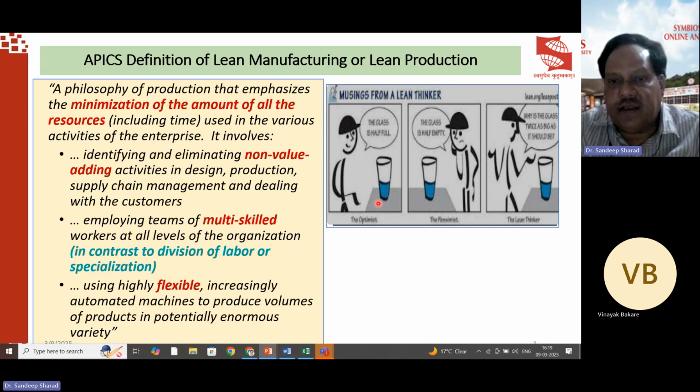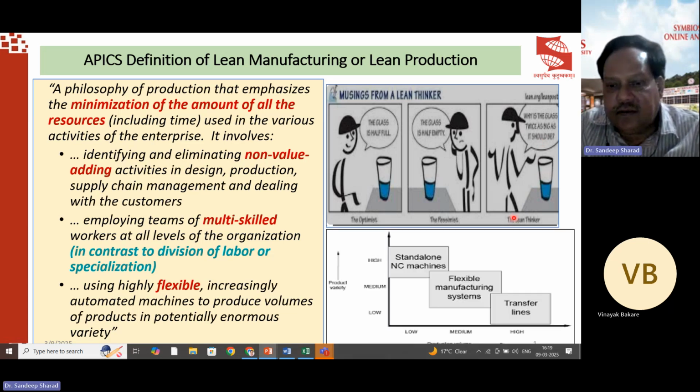In the first diagram, the optimist says the half glass is full. The pessimist says the half glass is empty. If we are going with lean practices, then the glass is double the size of the liquid which is going to be required.